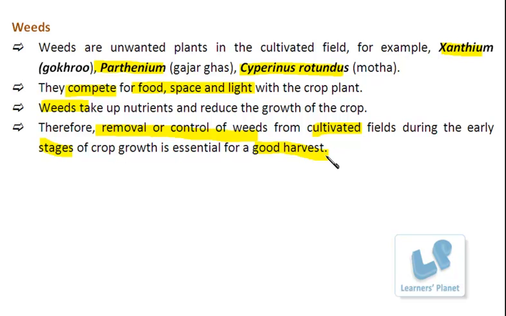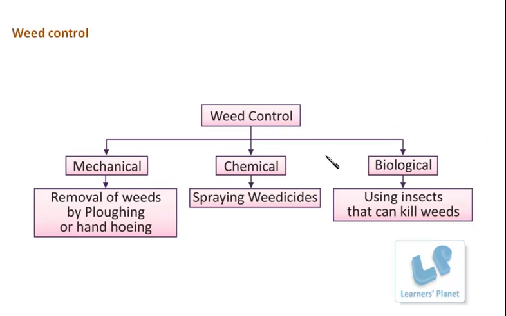Now the point is how this control is possible. So let me give you some of the methods by which weed control is possible. This weed control can be done in three different ways: mechanical, chemical and biological. So mechanical control: in this, the weeds which are growing in the cultivated land are removed by different mechanical means, like by plowing or by hand hoeing. So in short, these plants have to be removed. Then there is the chemical method.